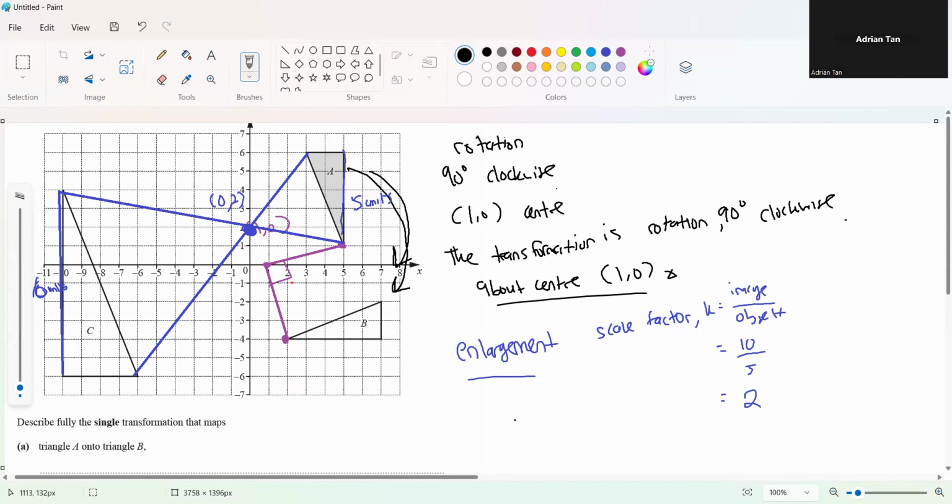So from here, for our description, the transformation is an enlargement with scale factor. Sorry, one more thing about the scale factor also. If the orientation changes for the scale factor, this is a -2 scale factor at center 0, 2. Right.